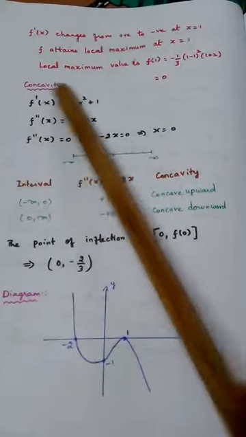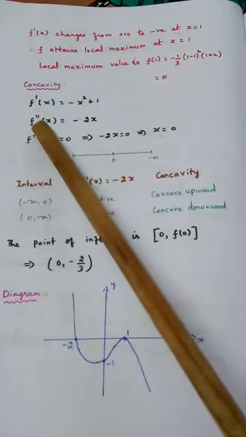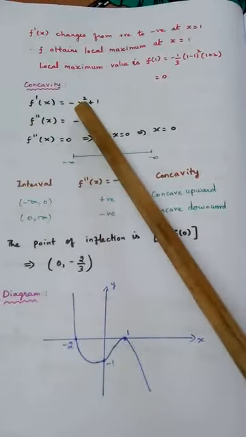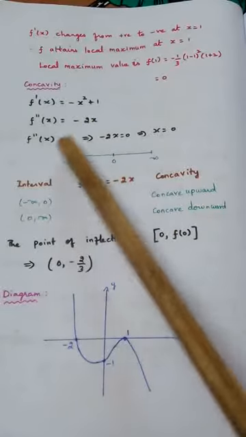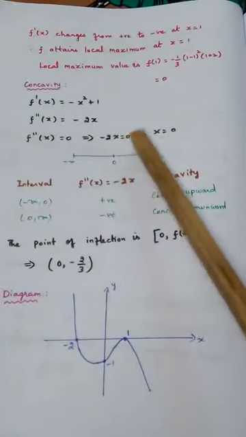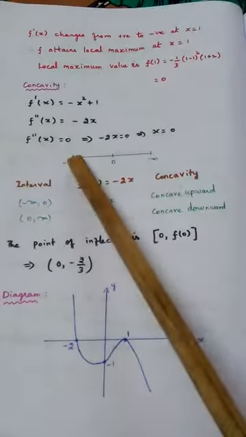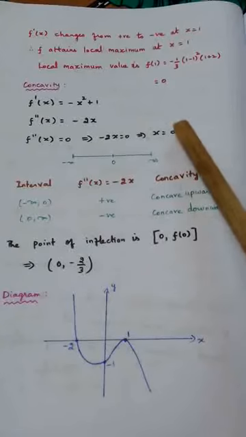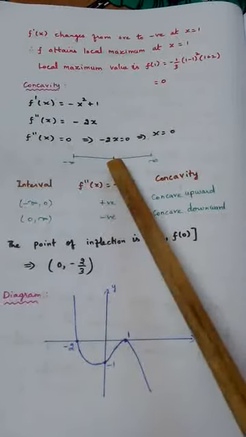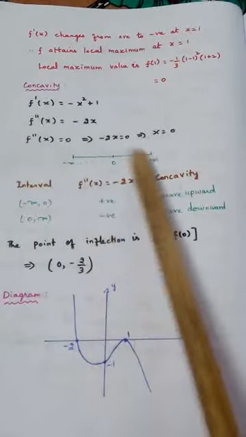We know f dash of x value is this. Concavity means second time differentiation. So x square becomes 2x, 1 becomes 0. Put f double dash of x equal to 0. So this becomes 0, x equal to 0. So draw another number line, minus infinity to plus infinity. Mark this number in the number line. Now two intervals we are getting.